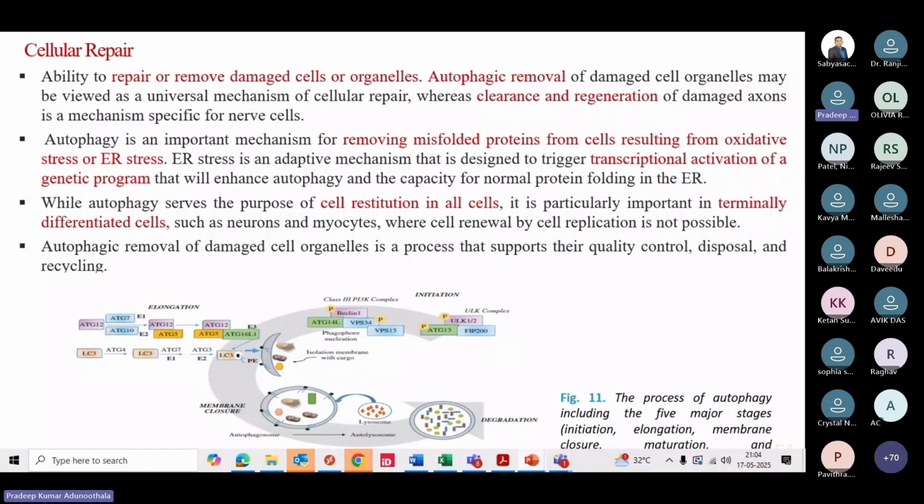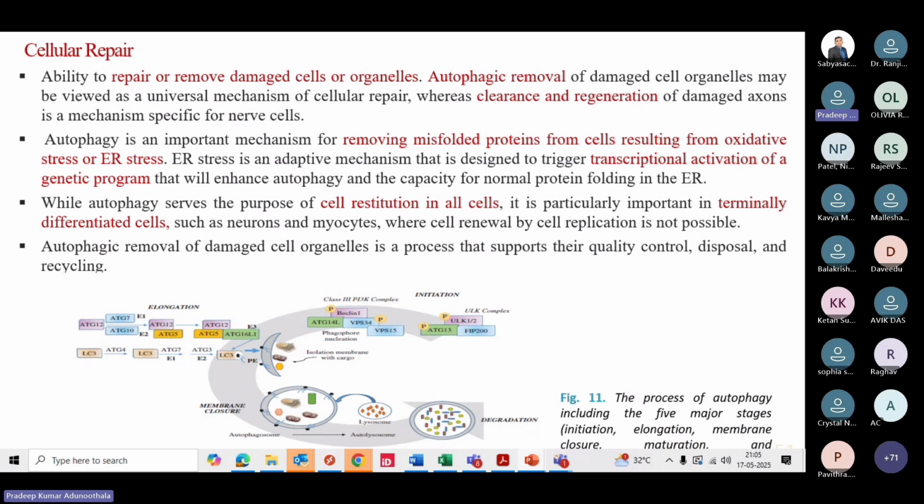And coming to cellular repair, this mechanism has the ability to repair or remove damaged cell organelles. The main process included in this is autophagy, or autophagic removal, which happens by engulfing or removing the damaged cell organelle. This is also the universal mechanism of cellular repair, including the clearance and regeneration of damaged axons, a mechanism specific for nerve cells.